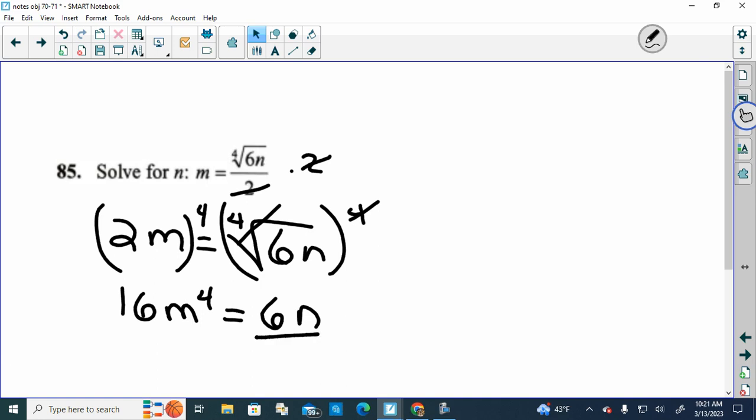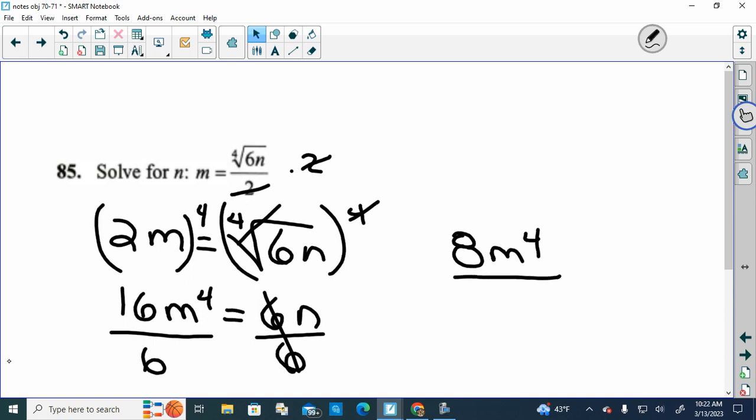Divide by 6. So this is one of them that you're going to leave as an improper fraction, but make sure you reduce it. Okay, so what can go into both of those? 2. Okay, so that would change that to 8n to the 4th, and divide that by 2, which would make it.